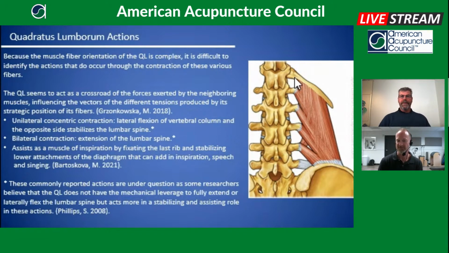And then it does seem to have a role in assisting with inspiration because of its pull on the 12th rib. As the diaphragm contracts, it would want to lift the 12th rib. So the QL is under there to stabilize the 12th rib and aid in countering the diaphragm's pull. This would be important with things like speech, singing, anything where you're really projecting your voice in particular. You could picture that QL being there to assist with that. So, a complex muscle.